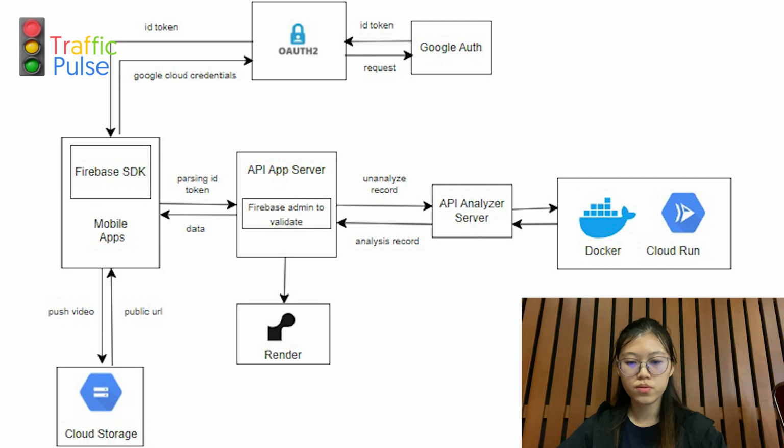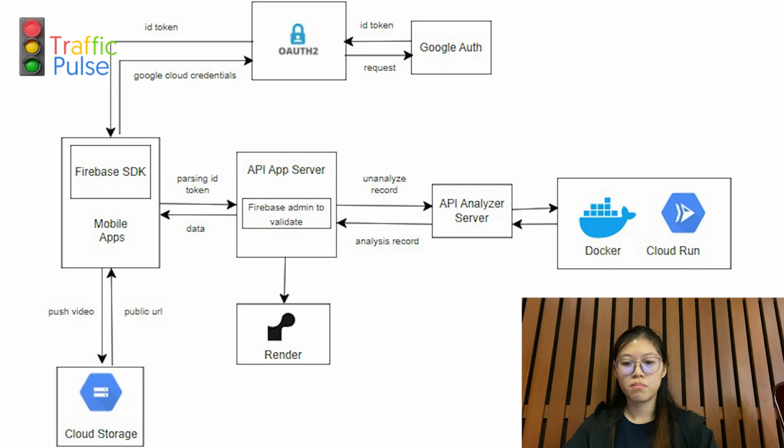And the flow: from the mobile app, it requests the Google Cloud credentials from OAuth2, which requests them from Google Cloud, then it returns the ID token to the mobile app. After the mobile app gets the ID token, it passes the ID token to the API app server. It also has the Firebase Admin to validate.